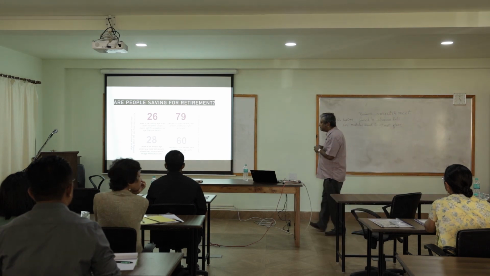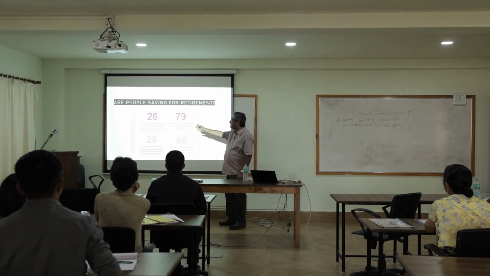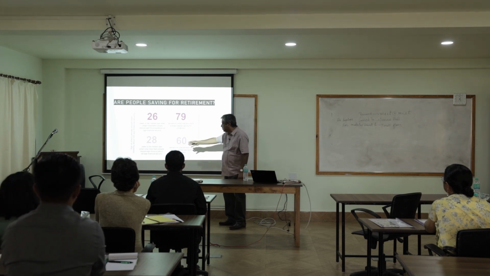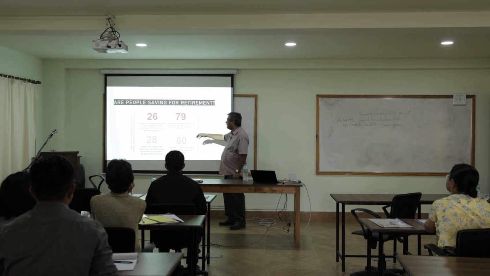So some of the basic understanding was this: 26 years is the median age where urban India feels people should start thinking about their old age, right? And in rural India, that is 28 years. So in urban India, people think they should start thinking about old age financial security at 26. In rural, that is 28 years.